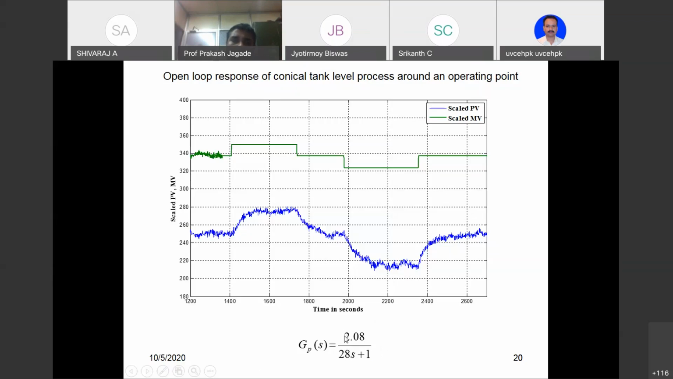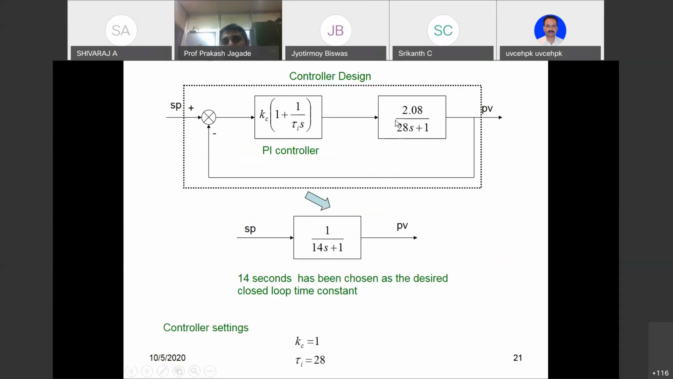We have estimated the process gain to be 2.08, and the time constant is 28 seconds around this operating point. So the process at the operating point is behaving like 2.08 divided by 28 s plus 1. It's behaving like a first order process with time constant 28 seconds and gain 2.08.